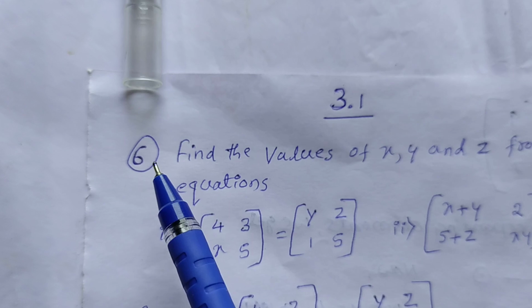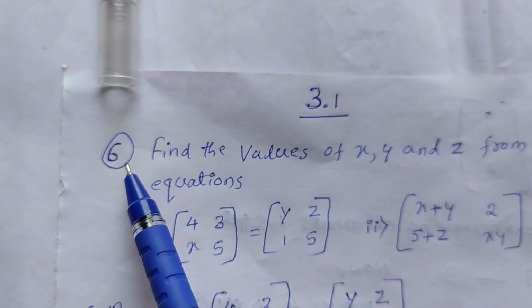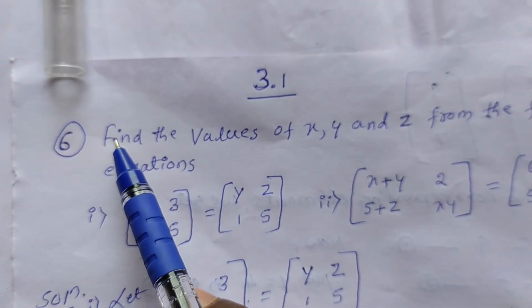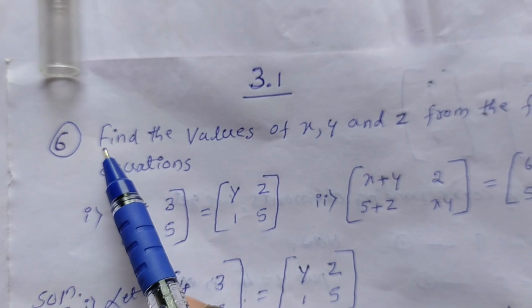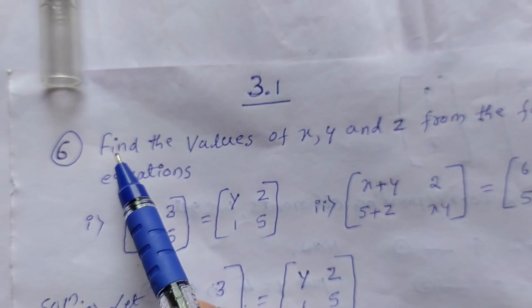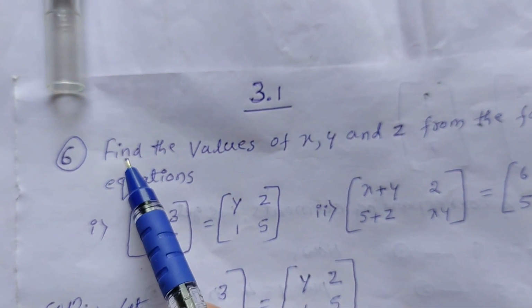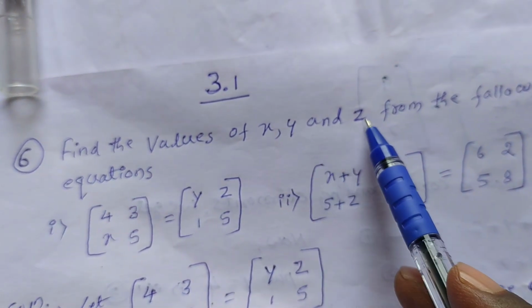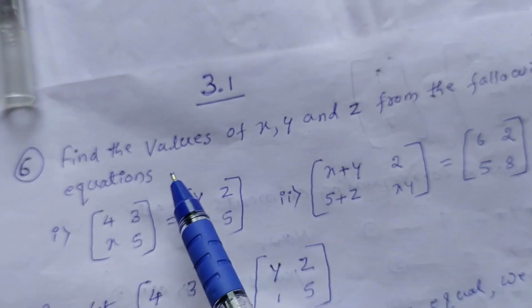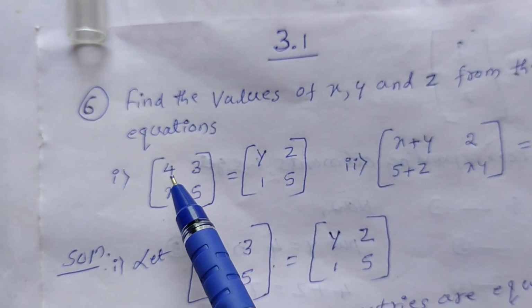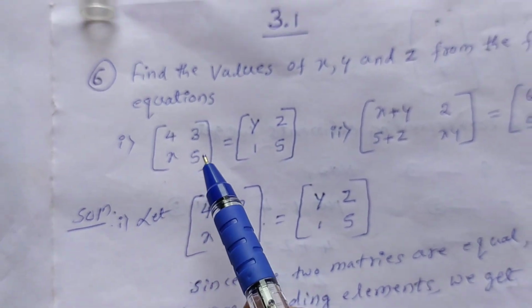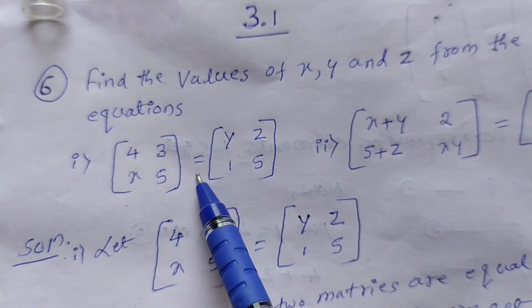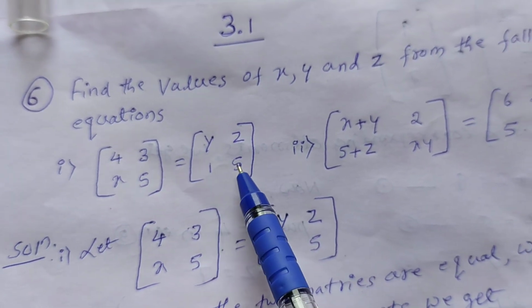We already solved up to the fifth question. The sixth question is based on the concept of equality of matrices. Here, find the values of x, y and z from the following equations. They have given the matrices. The first example is the matrix [4 3; x 5] equals [y z; 1 5].